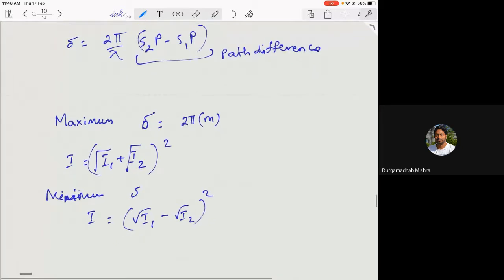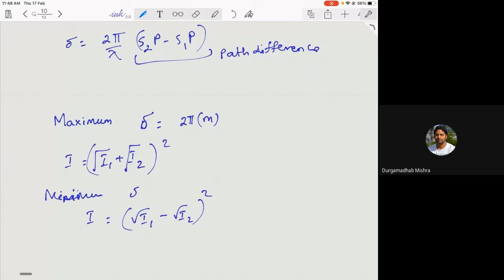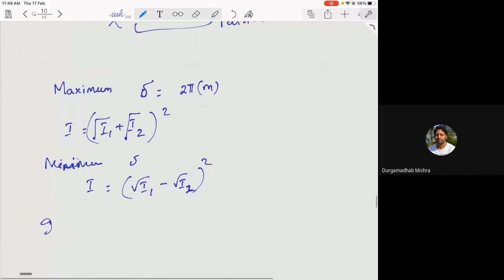So if I1 is equal to I2, in that case only you will see a completely dark fringe. Otherwise, you will observe some light even when there is a destructive interference. And this is a coherent light we are talking about. If it is an incoherent light, then your intensity is equal to I1 plus I2, that means there is no interference.